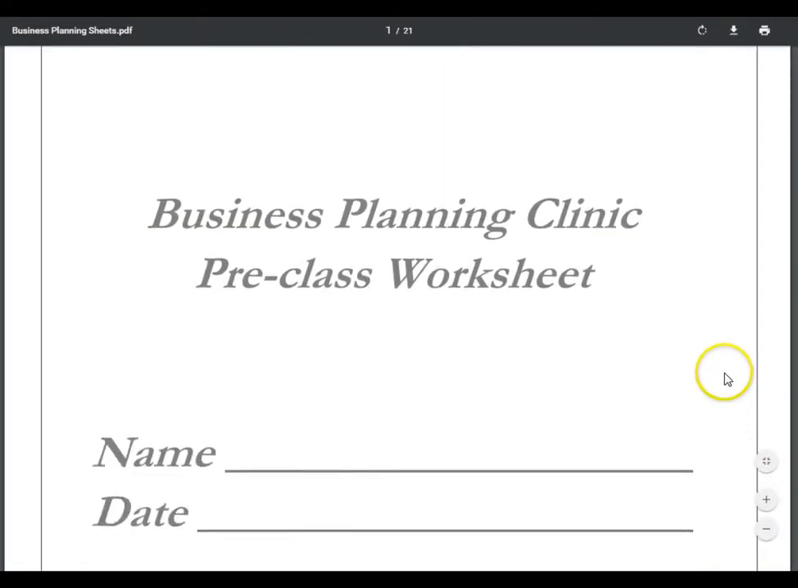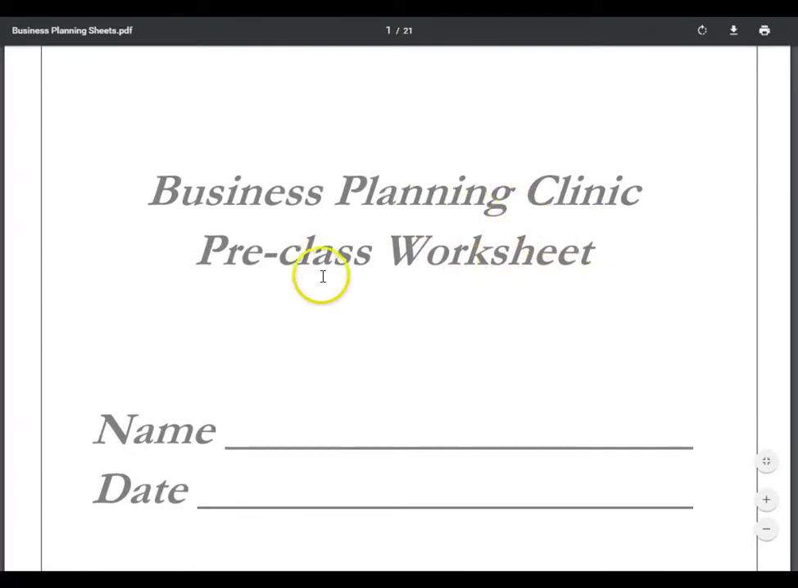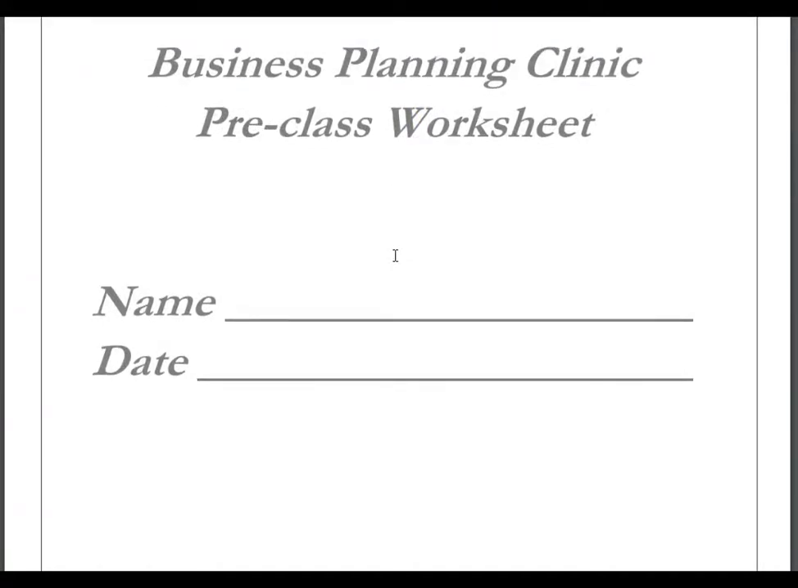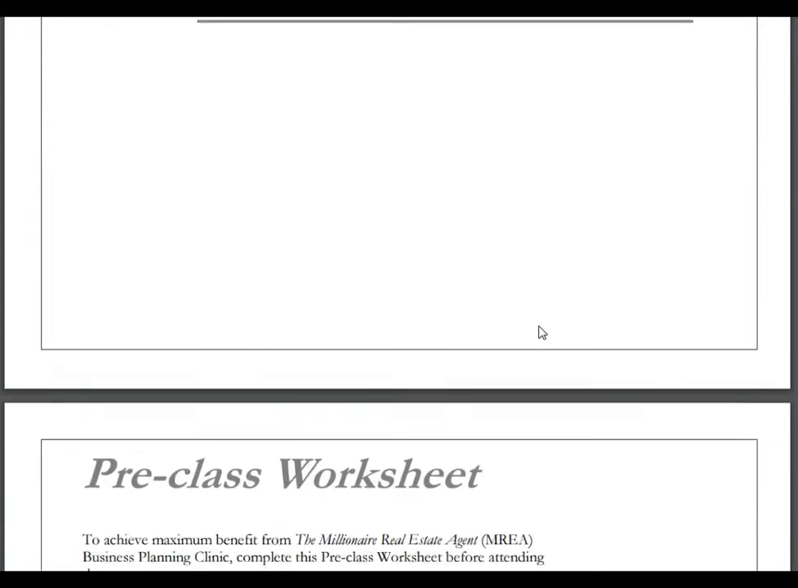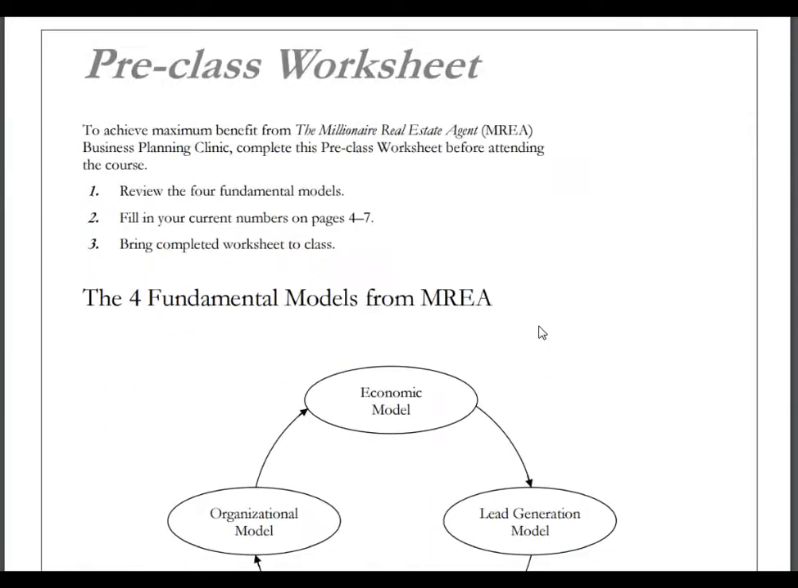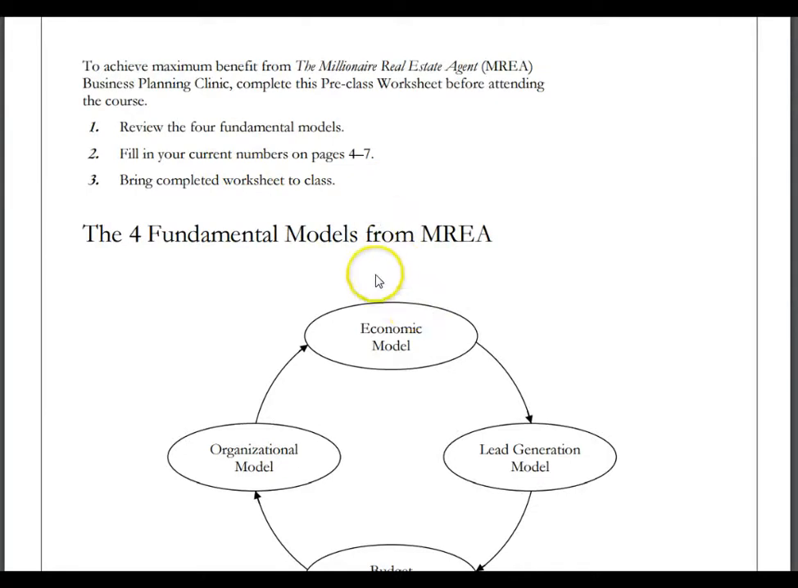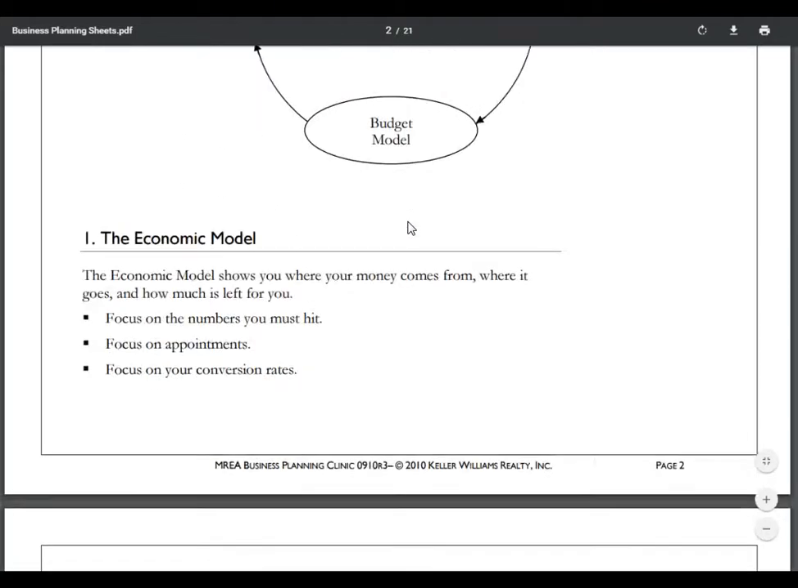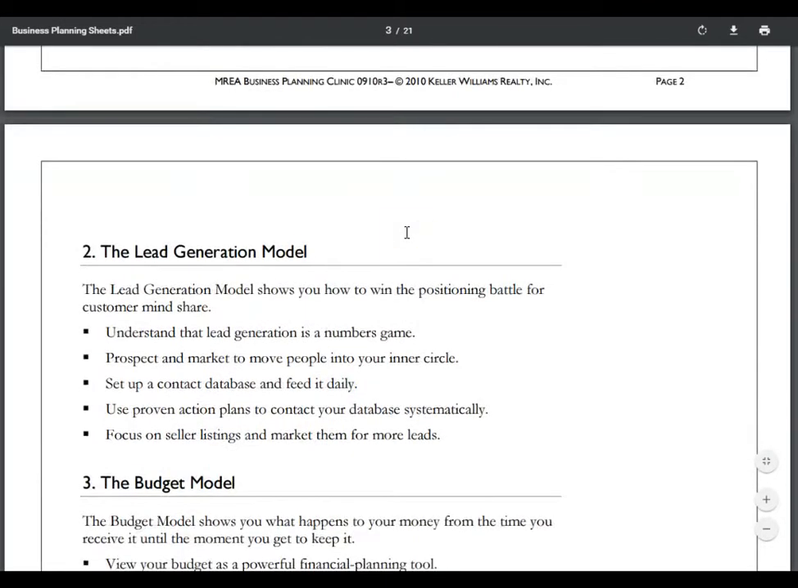So the first form that we want to use is the pre-planning, pre-class worksheet for the business planning clinic. When you register for the business planning clinic, they'll give you the pre-class worksheet to do. They may have modified this since this version, so use the one that they give you for that class. What you're going to do is review the 4 models in the MREA Millionaire Real Estate Agent book, and complete the worksheet. So the 4 models: economic, lead gen, budget, and organizational models. And we're going to start here and work our way down.